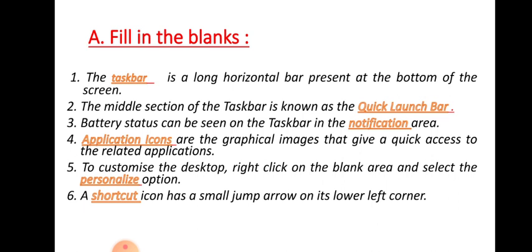Second one, the middle section of the taskbar is known as the dash. The middle section of the taskbar is known as the quick launch bar. Battery status can be seen on the taskbar in the dash area. Battery status can be seen on the taskbar in the notification area. Fourth one, the dash are the graphical images that give quick access to the related applications. Application icons are the graphical images that give quick access to the related applications.